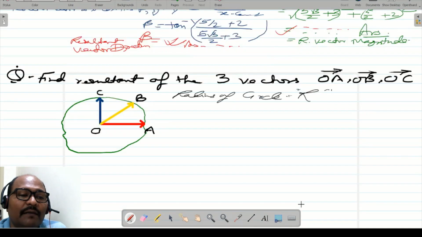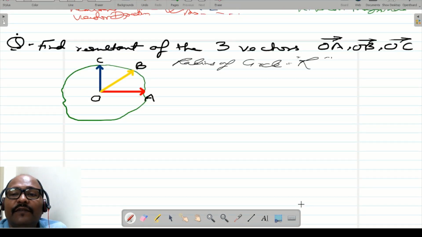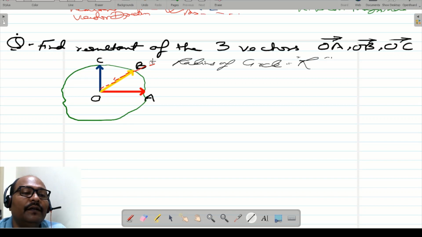Fine, students. So let us do one more question based upon this, on the vectors. We have taken one more example. Find the resultant of the three vectors OA, OB, and OC, which are marked in three different colors, red, yellow, and blue. And we need to identify the resultant. So how do we identify the resultant? Definitely, if OA is going into the x direction, OC is going into the y direction, then the resultant will be somewhere in between. This will give the direction of the resultant vector.